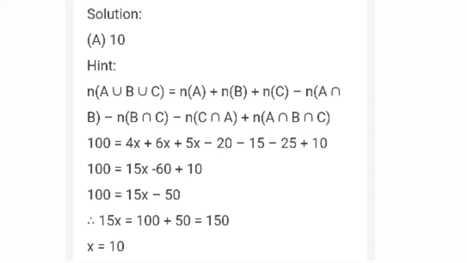Now 100 equals 4x plus 6x is 10x, plus 5x is 15x, minus 20 minus 15 minus 25, that is minus 60, plus 10. So 100 equals 15x minus 60 plus 10, which is 15x minus 50. Therefore 15x equals 100 plus 50, that is 150. So x equals 150 divided by 15, and cancelling, we get x equals 10.